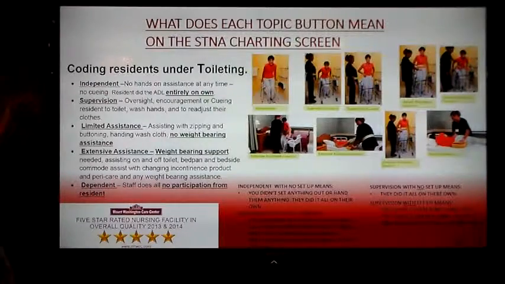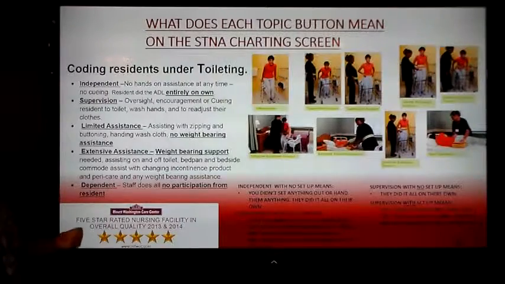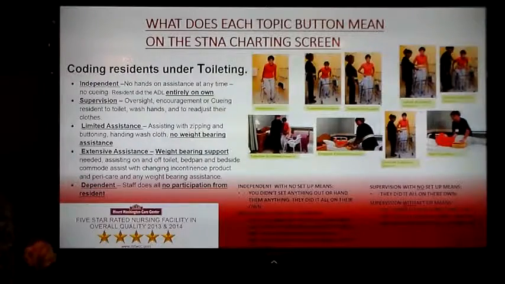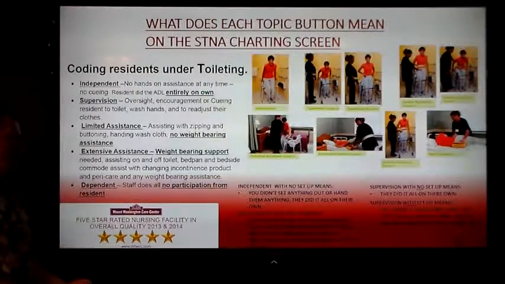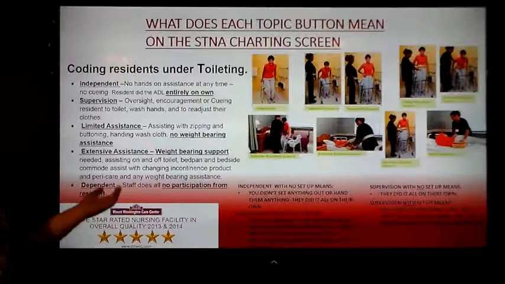Now, if a resident has started out independent, they've taken themselves into the bathroom on their own, they've pulled down the pants, they are going to the bathroom, and then they pull on their call light for assistance, and you must come in and provide peri-care, the moment you take that wipe or washcloth and provide that peri-care, you are then using extensive assistance. For dependent, the staff does all the work, the resident does not participate at all in assisting.